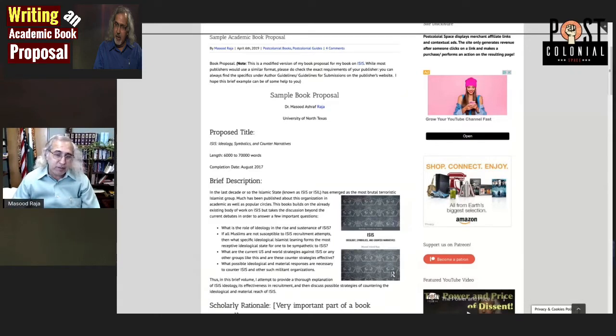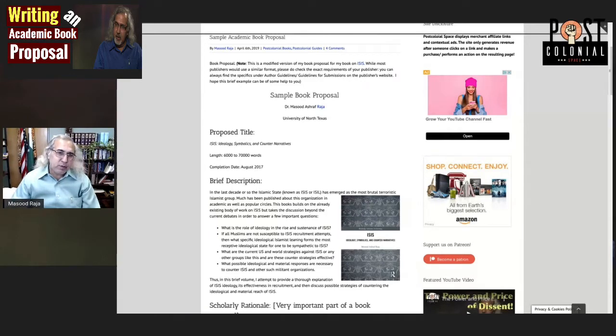And this brief description is what an editor would first look at. So make sure that it's impeccable in its grammar, but also it says exactly what your book is about in less than, I would say, 100 words.